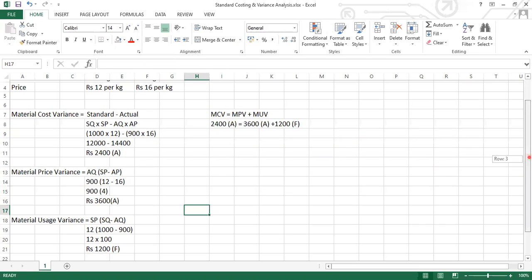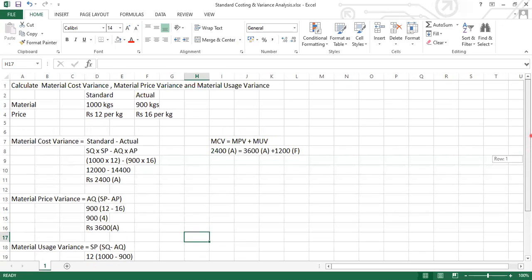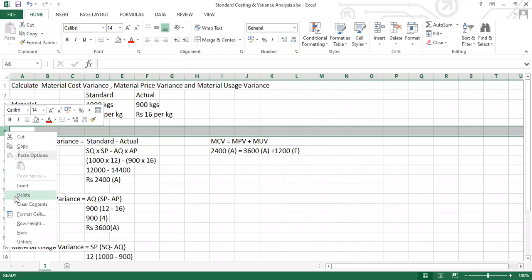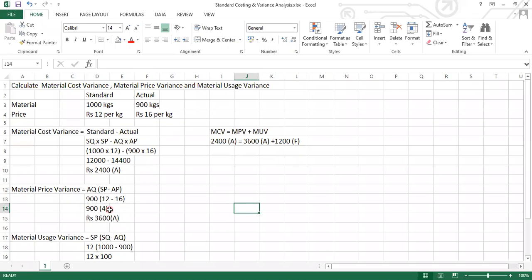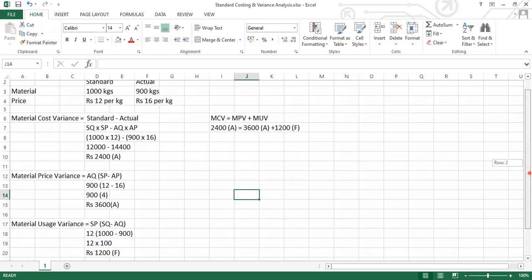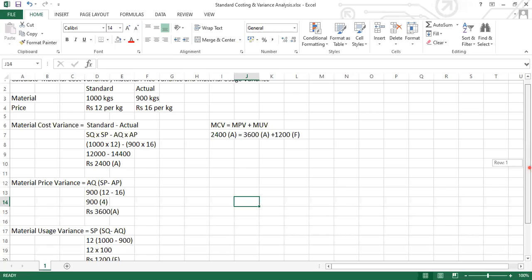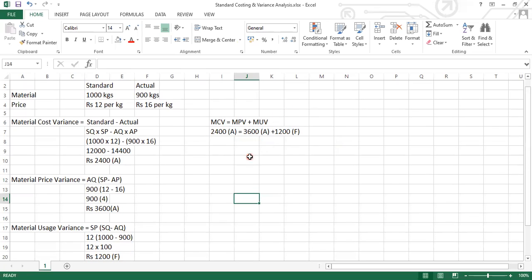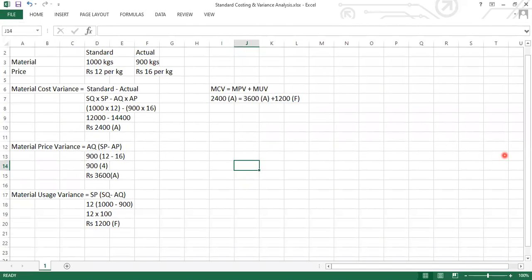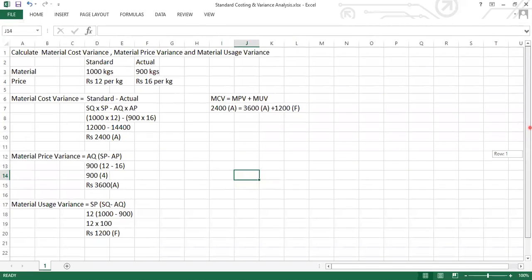Did you understand? See that each and every piece of information was given to you in the question. What we had to do was just apply the formula, and we have found all three variances: material cost variance, price variance, and usage variance. And at the end, we have done the verification part as well. Just showing you the whole of the sum once. Just take it down.